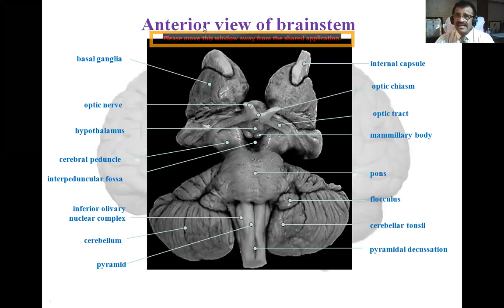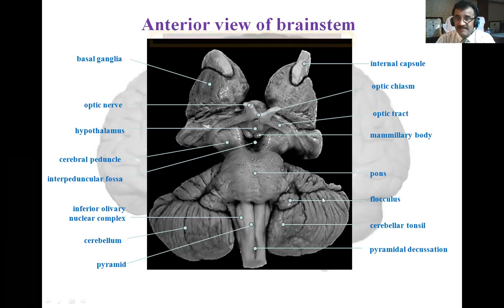Okay. Then below the midbrain, you can see pons. You can see the pons which is attached immediately behind to the cerebellum. And below pons, you can see the elongated medulla oblongata. It is oblong in shape, so it is called medulla oblongata.